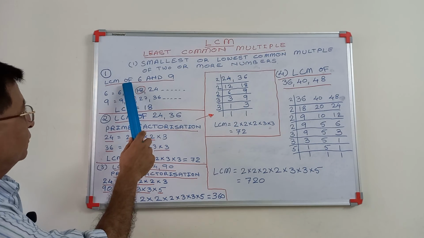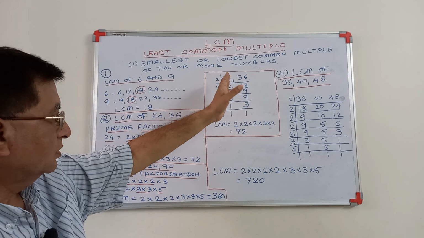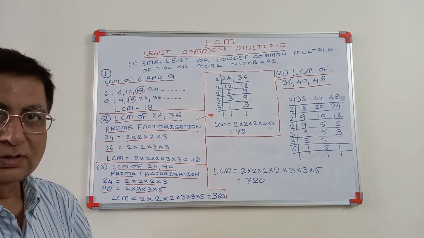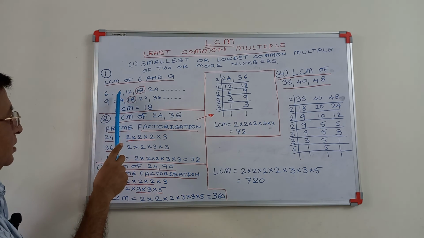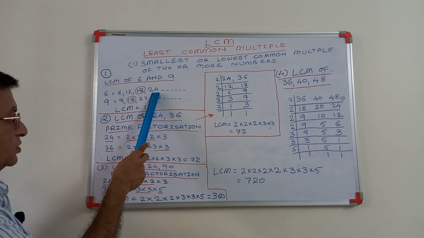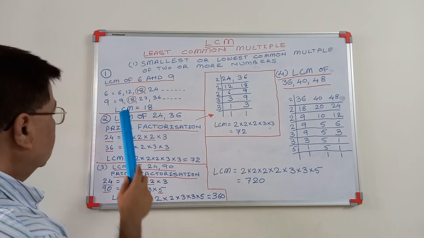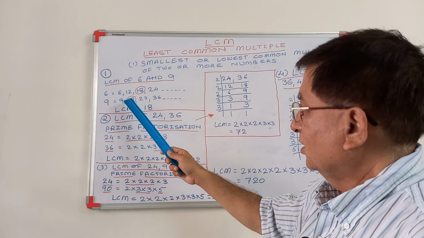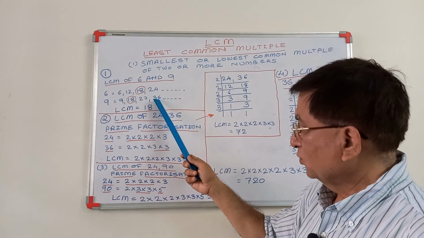For example, if we want to find the LCM of 6 and 9, these are small numbers. For small numbers there is no need to do prime factorization, because we can speak the table very easily, right? For the table of 6, we can write 6 times 1 is 6, 6 times 2 is 12, 6 times 3 is 18, 6 times 4 is 24, and so on. For 9, we can say 9 times 1 is 9, 9 times 2 is 18, 9 times 3 is 27, 9 times 4 is 36.